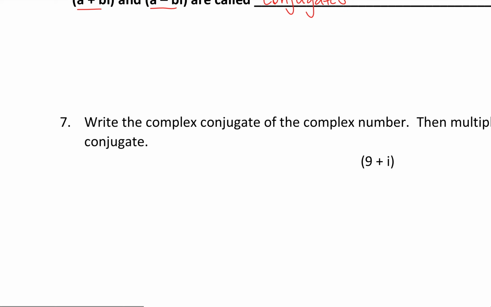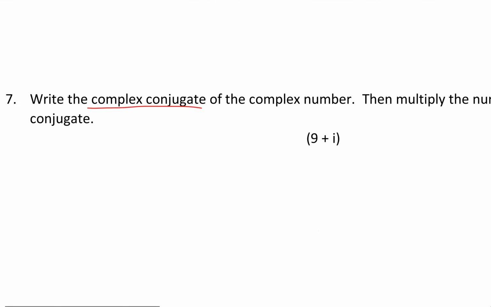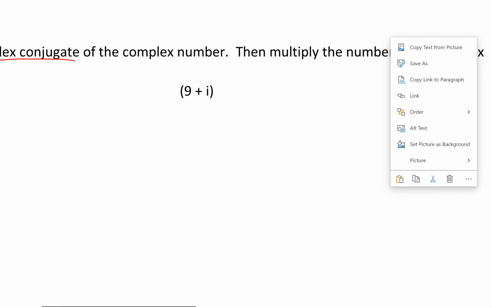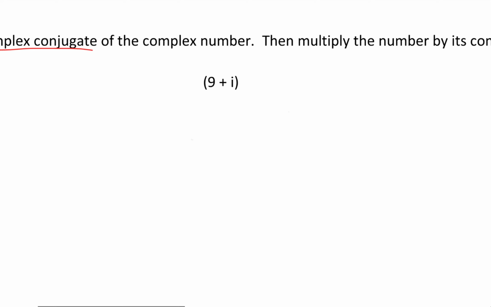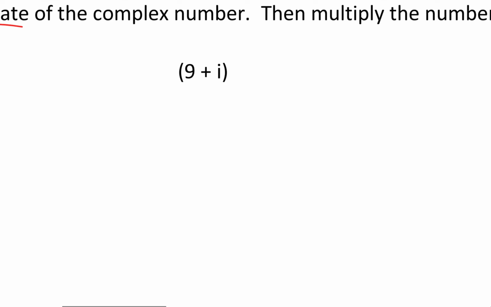So now we're going to actually be dealing with complex conjugates. So it says for 7, it wants us to write the complex conjugate of the complex number, and then we're going to multiply the number by its complex conjugate. Okay, so that's a mouthful. So really all we're going to do is take that 9 plus i, and multiply by its conjugate, which is 9 minus i.